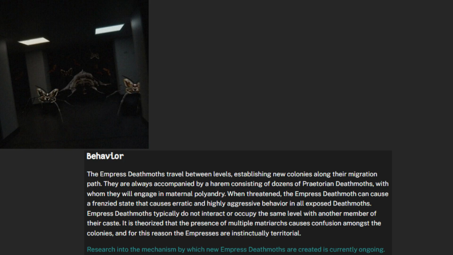Empress death moths typically do not interact or occupy the same level with another member of their caste. It is theorized that the presence of multiple matriarchs causes confusion amongst the colonies, and for this reason the empresses are instinctually territorial. Research into the mechanism by which new Empress death moths are created is currently ongoing.